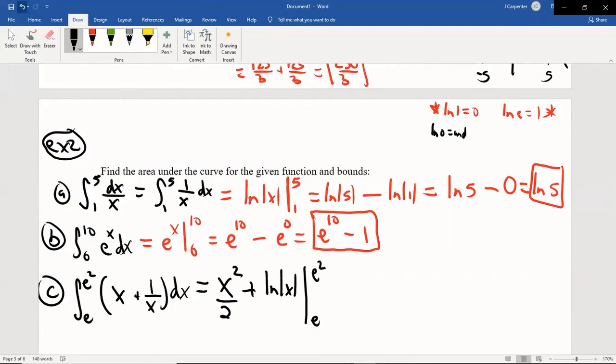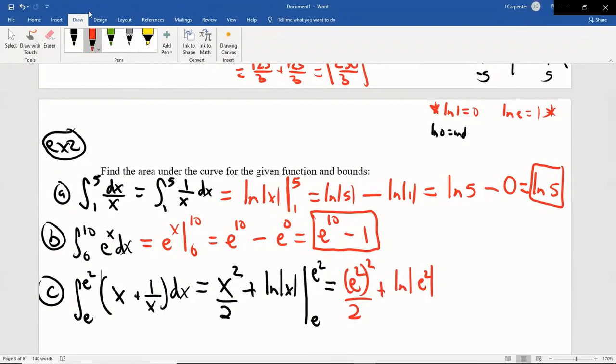All right, let's plug in these upper and lower limits. And I forgot to switch my color. That's frustrating. When I plug the e squared into this x, that's e squared squared over 2. That's plugging the e squared into here. Now let's plug it in here. So plus the natural log of the absolute value of e squared. Again, in this red ink, all I have so far is just plugging the e squared into the previous function.